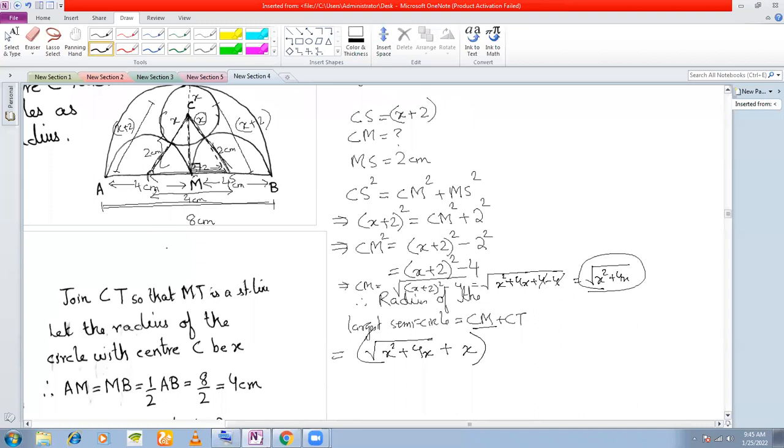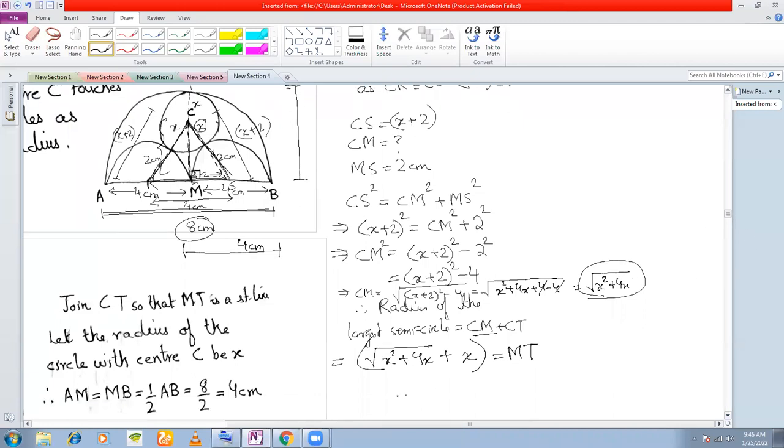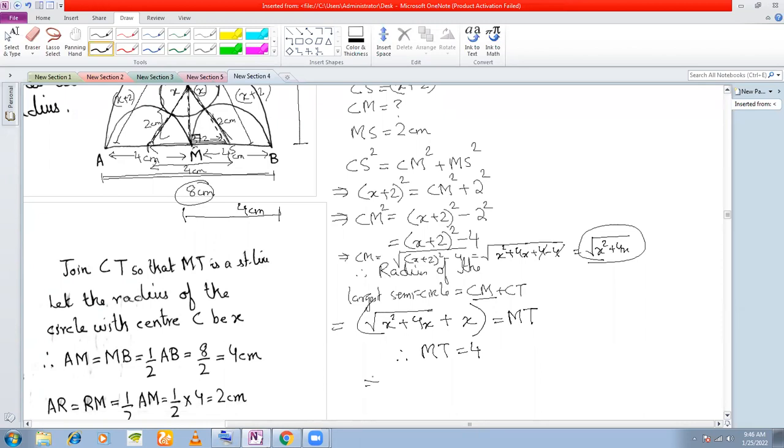But what is the radius of the largest semicircle given to you? The diameter is given as 8 centimeters, so the radius will be 4 centimeters. That means this radius here, MT, is equal to 4 centimeters. And what is the length of MT we have found above? Root over of X square plus 4x plus X equals 4.